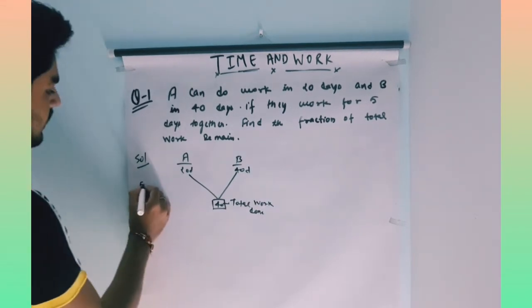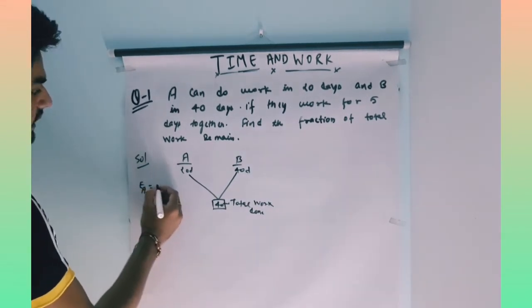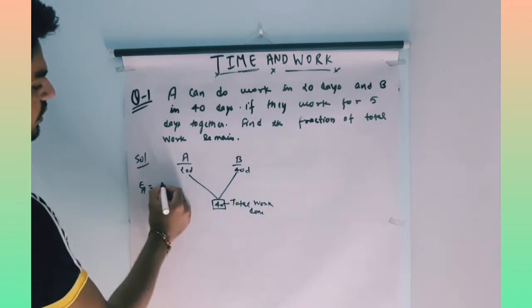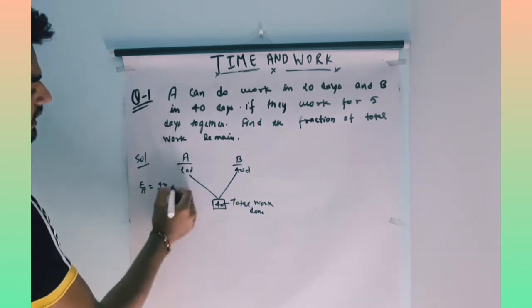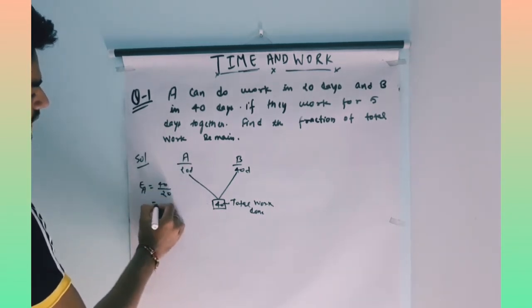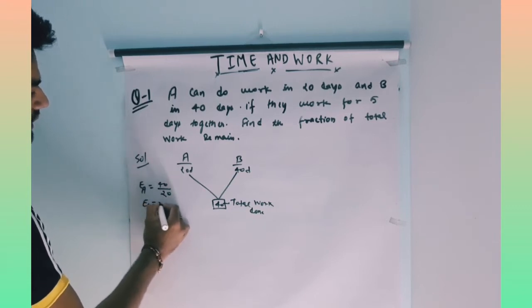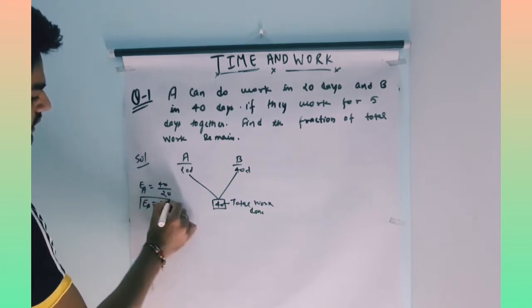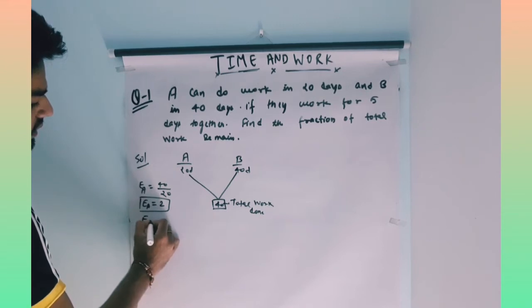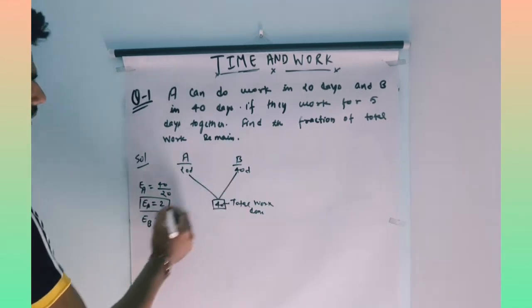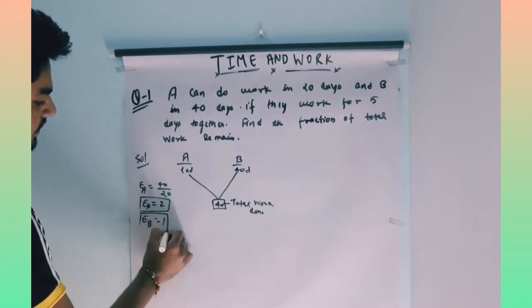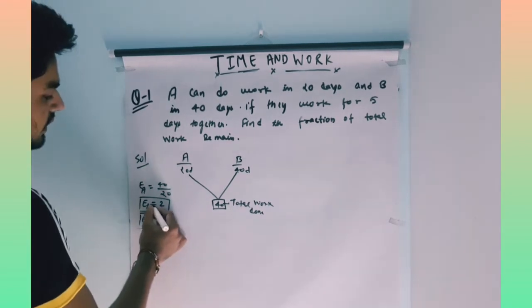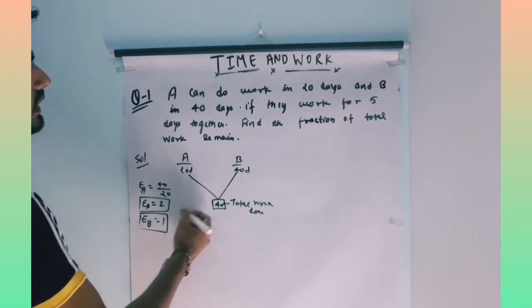Now we have to calculate the efficiency of A. The efficiency of A is 40 divided by the number of days, which gives the efficiency of A as 2. Similarly, the efficiency of B is 40 divided by 40, that is 1. So we got the efficiency of A and the efficiency of B.